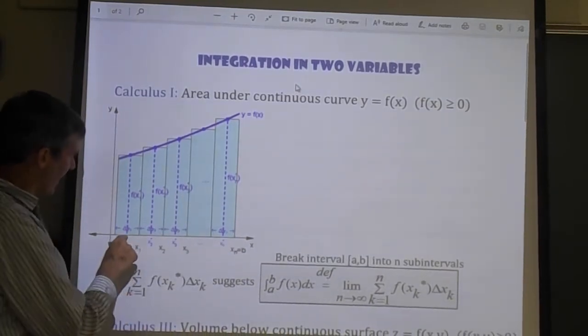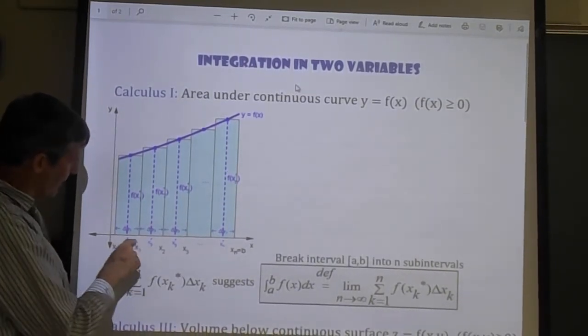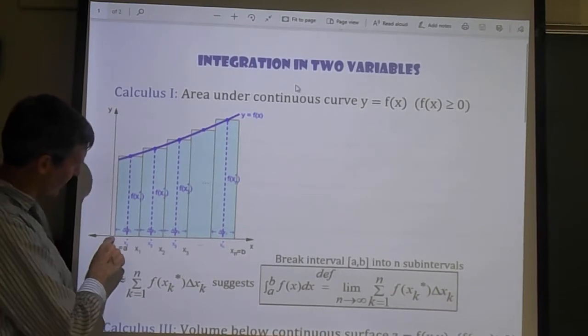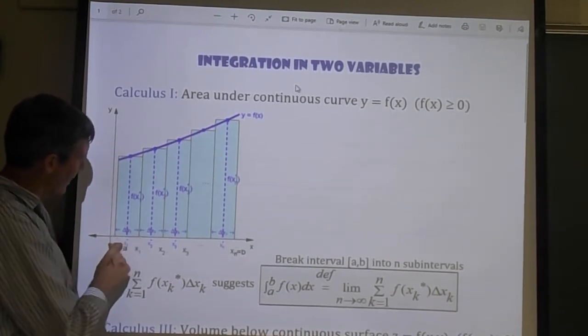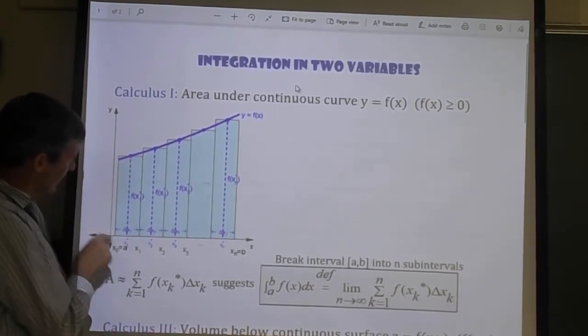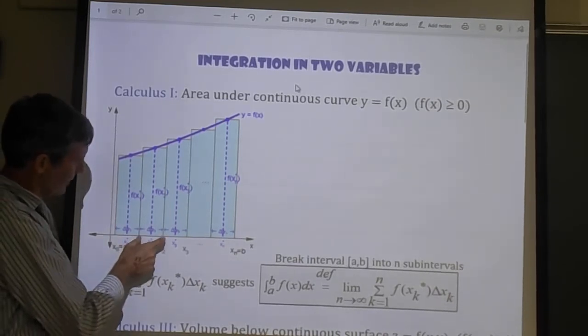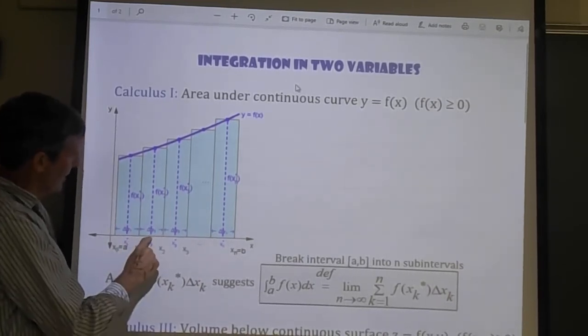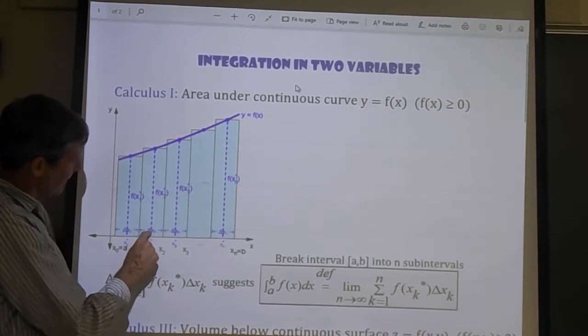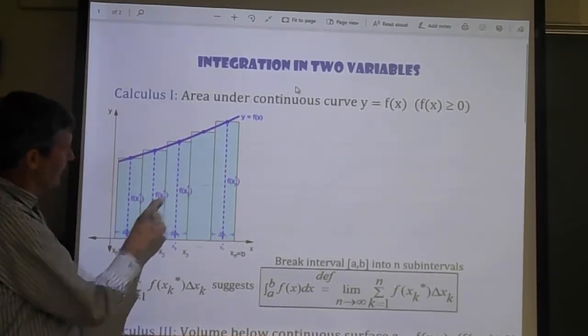And we'll take the height at some intermediate point, x1 star, in the first interval. And so the area of the rectangle is delta x1 times f of x1 star, right? And the area of the second one is delta x2 times the height f of x2 star, and so on.